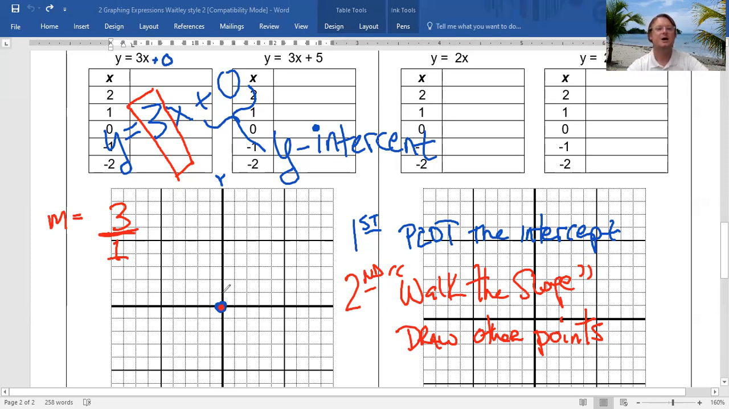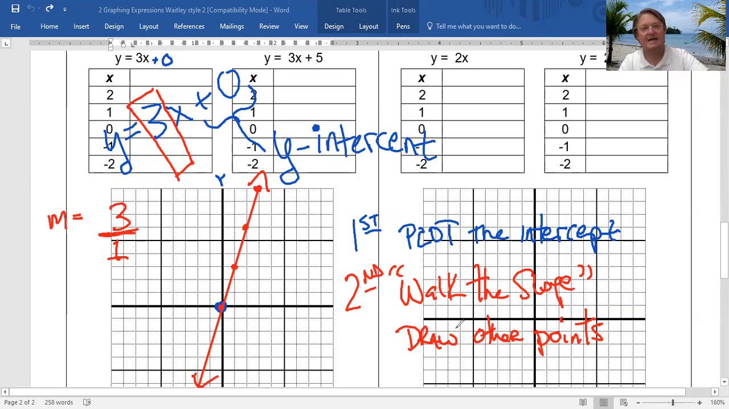So look what happens. Up 1, 2, 3 over 1. You can do it 4 or 5 times if you want. Up 1, 2, 3 over 1. And guess what? There's your line. Voila. I want you to take the time, please, to draw the arrowheads at the end. And that's it.